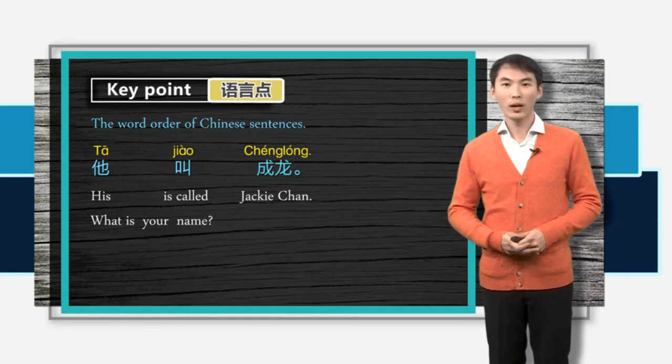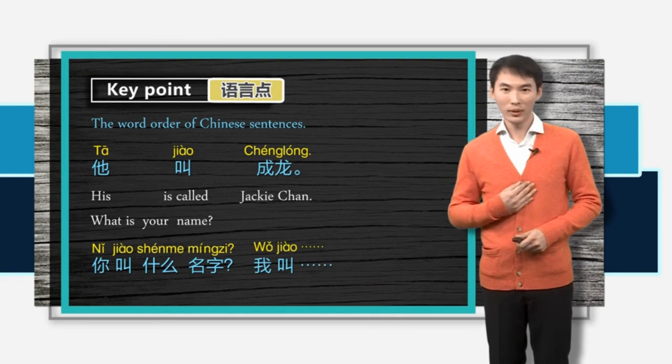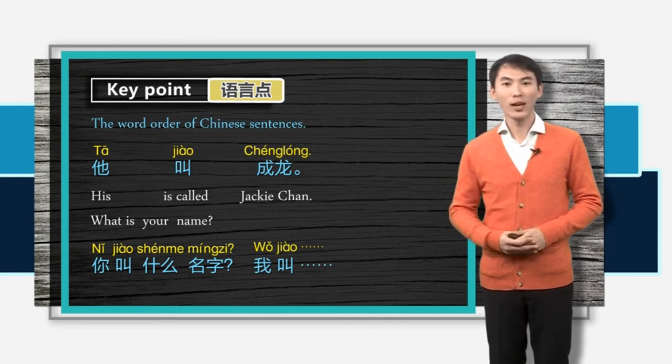So, how do you say, what is your name in Chinese? Yes, that is, 你叫什么名字? And the answer should be, 我叫. And for me, I can say, 我叫于淼. Please answer this question according to your situation. 你叫什么名字? Very good.